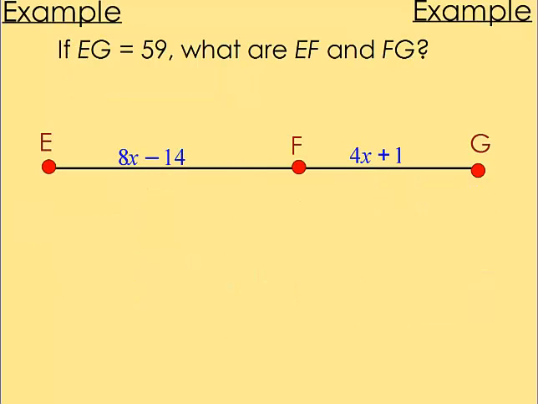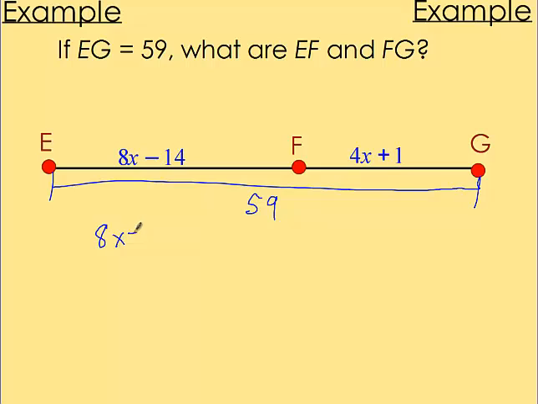Next one. All right, pause the video. And 3, 2, 1. Here we go. If EG equals 59, what are EF and FG? So EG, this whole thing, equals 59, this whole distance right here. Well, that means that these two segments right here have to add up to 59. So we have 8x minus 14 plus 4x plus 1 equals 59.